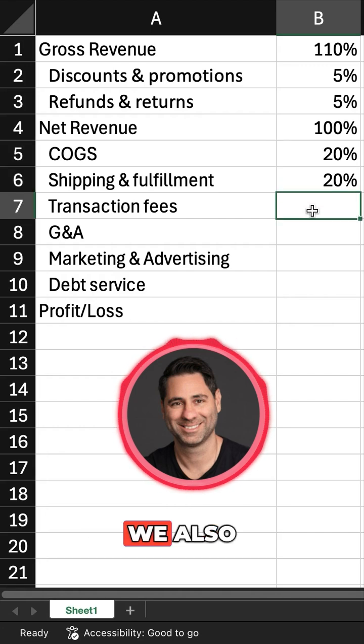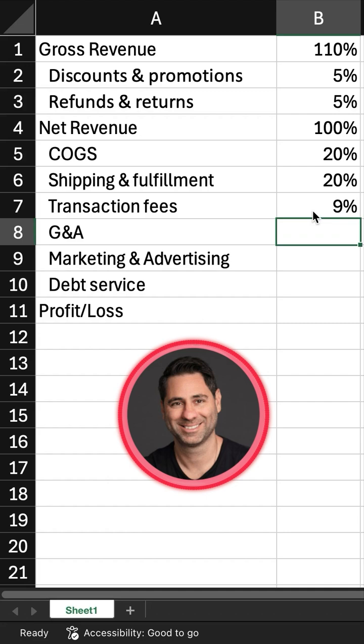Transaction fees, we also sell on Amazon, and assuming that you sell 50-50 Amazon versus your website, you're going to have, let's say, 3% on the website and 15% on Amazon. So 15 plus 3 is 18, divided by 2 is 9. So 9% for transaction fees.